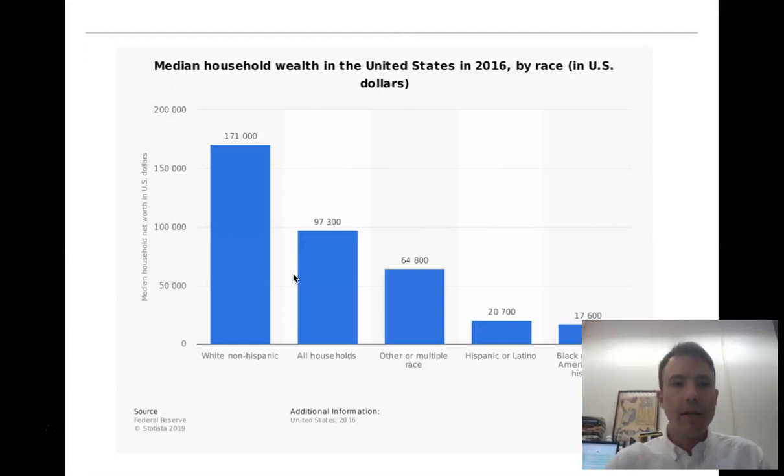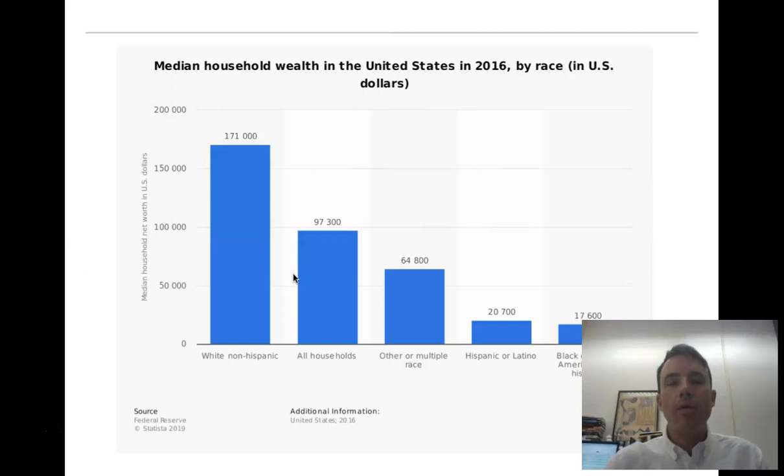So let's go ahead and take a look at a bit of data to contextualize our analysis here. Now, what we're looking at here is data on wealth. This is median household wealth in the United States in 2016 by race.